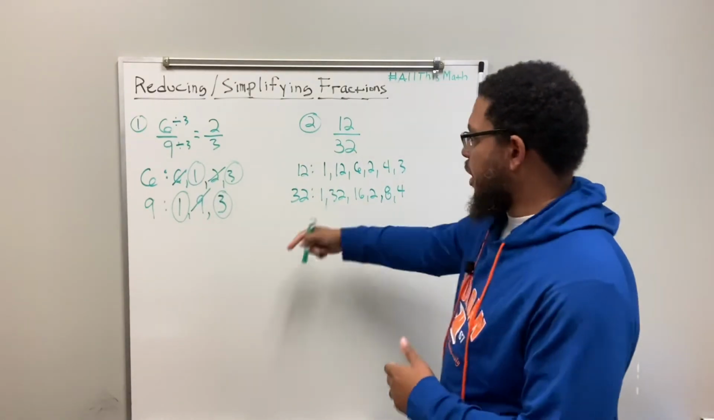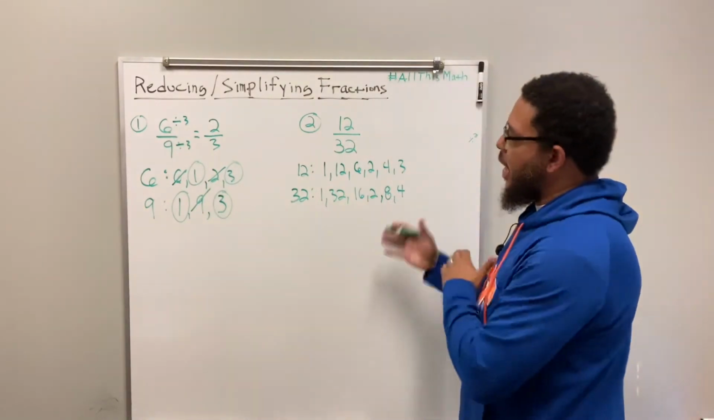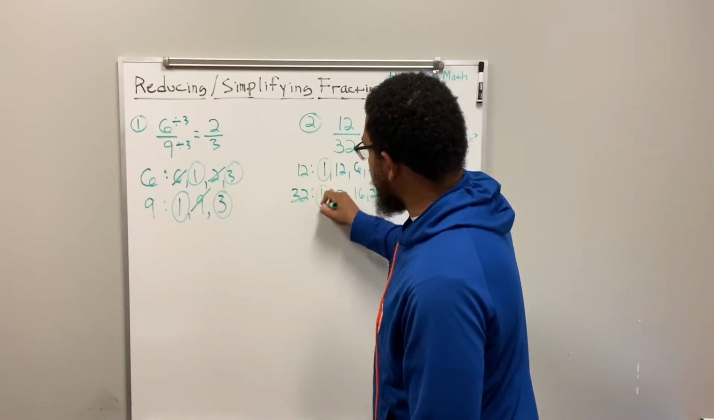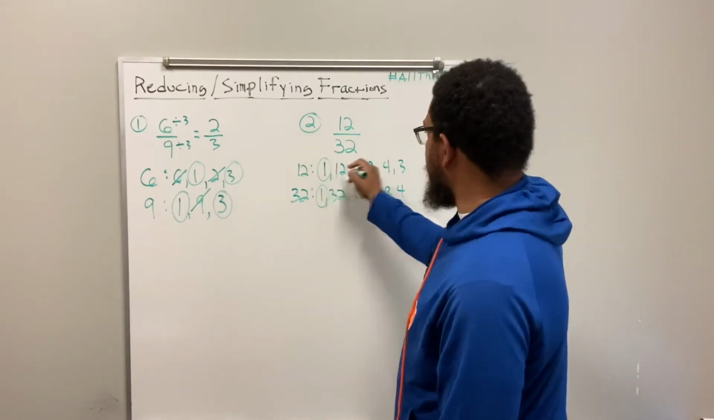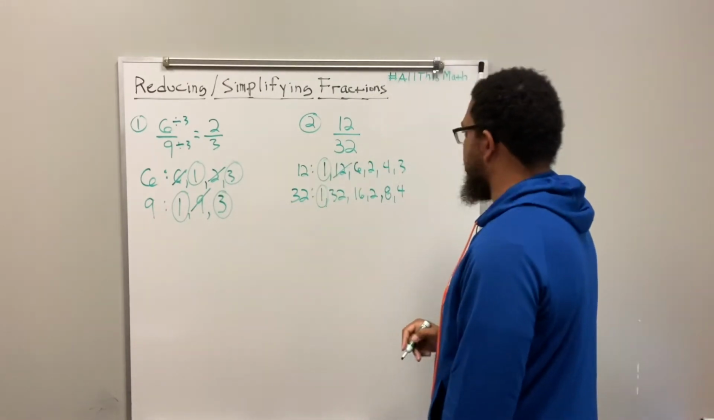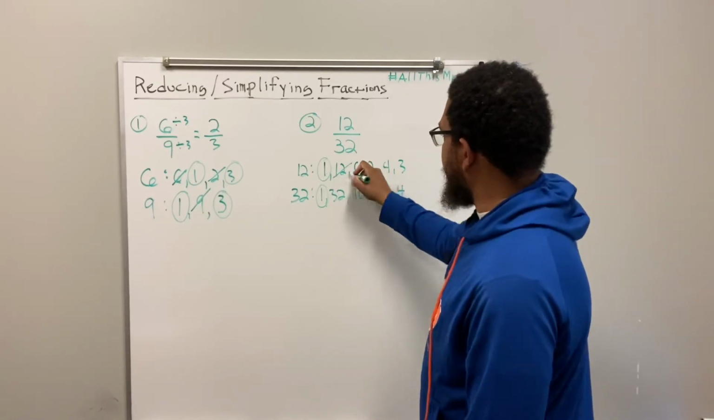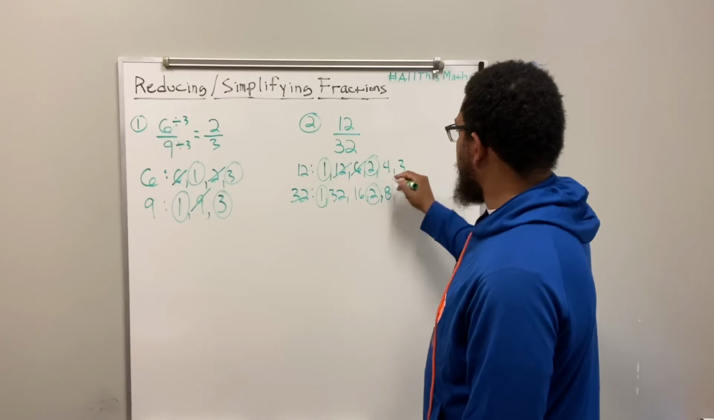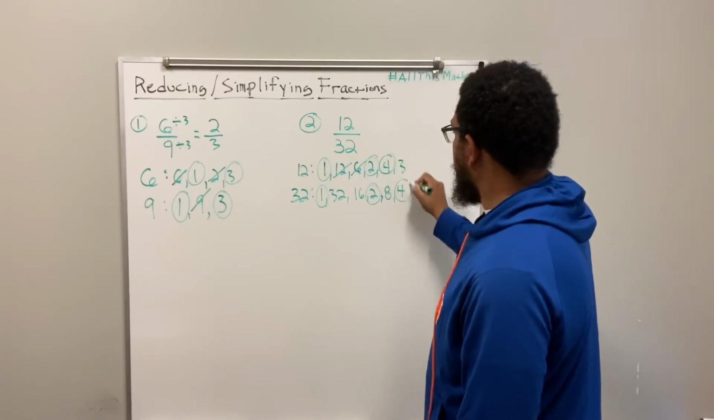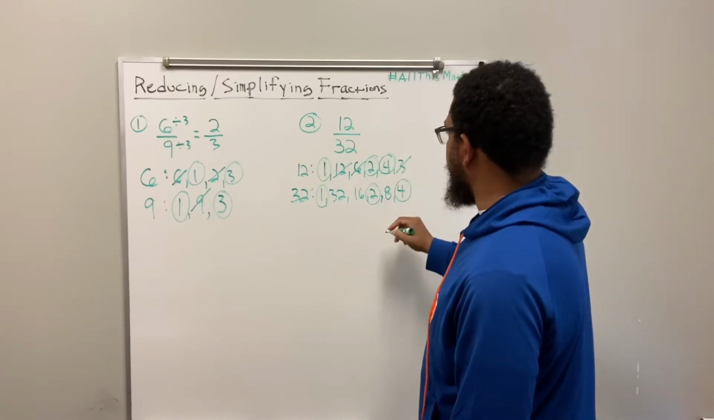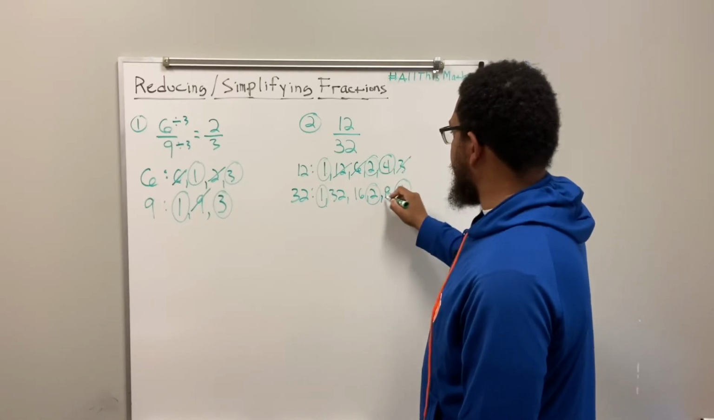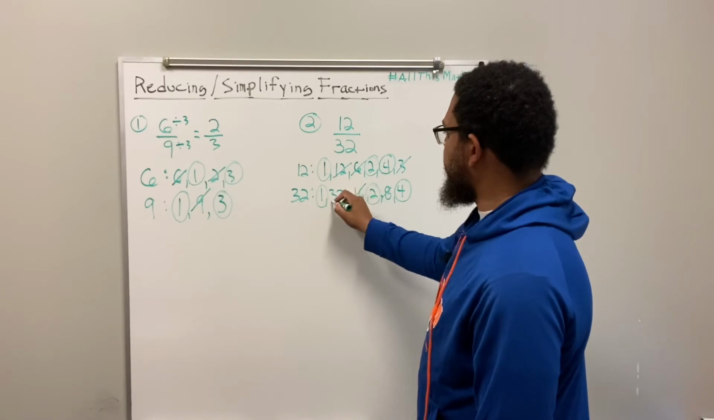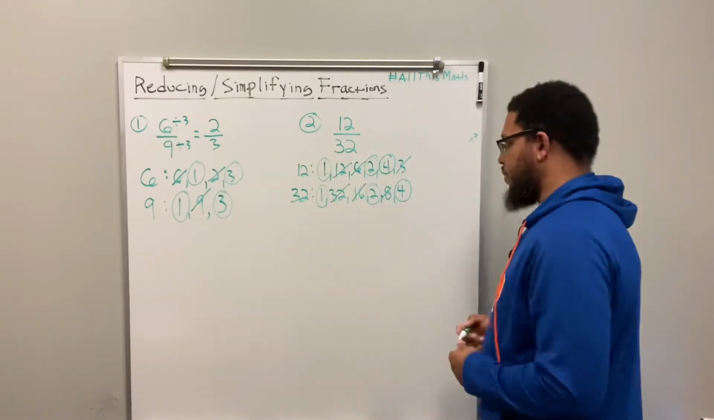So now we do the same thing we did over here. We're looking for the common factors. What are the common factors? So I see 1 is in both lists. 12 is up here, but it's not down here, so cross him off. 6 is up here, but it's not down here, so cross that off. 2 is in both lists. 4 is in both lists. 3 is up here, but it's not down there. 8 is down here, but it's not up there. 16 is down here, but not up there. 32, same thing. So look at what's circled.